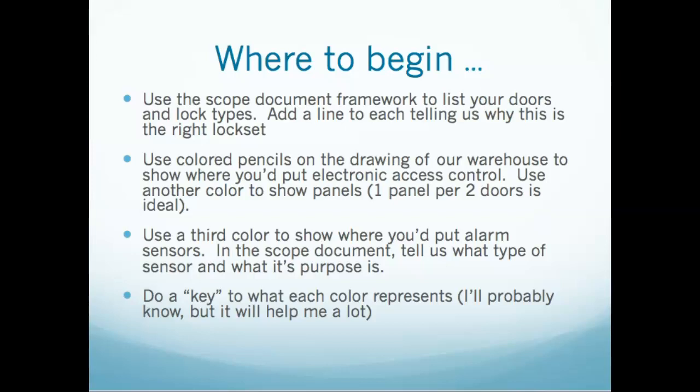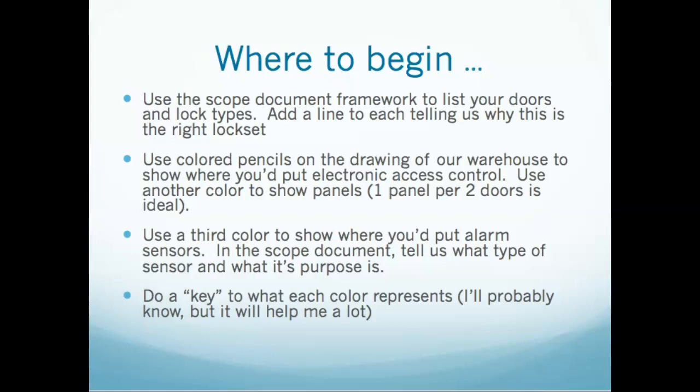You can write in the scope document what type of sensor you want to use, or just keep a note of it for now. But I just want you to use a color to tell me where you'd put readers, where panels might go, and where alarm sensors might go, and use 3 different colors for that. And then do a key somewhere to tell me what colors mean what things, right? Because everybody's going to use different colors. I can tell you use blue for reader and green for contact and red eventually for cameras, but it doesn't matter. As long as you have a key on there, I can tell.